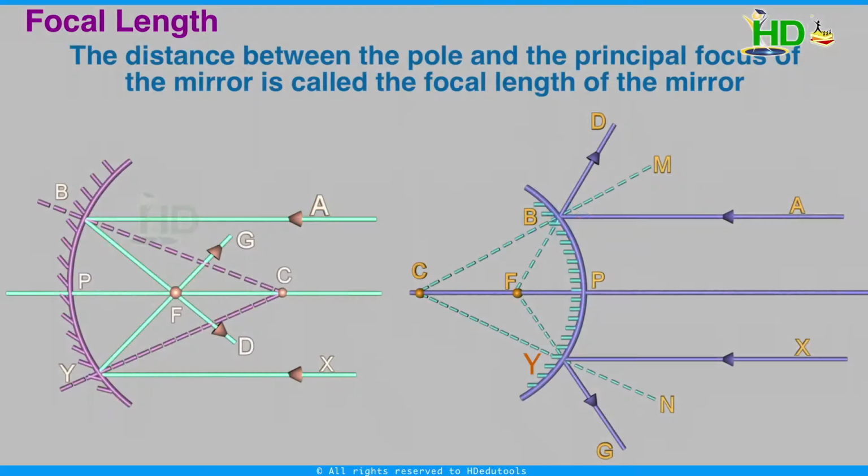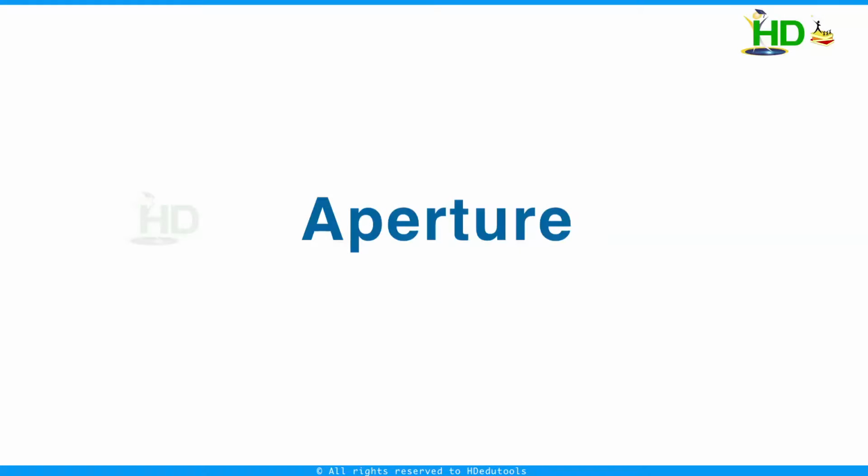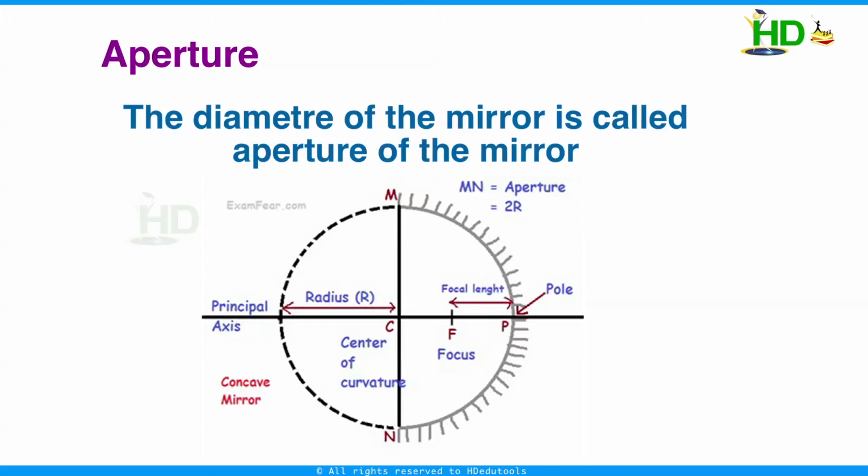Focal length. It is the distance between the pole and the principal focus. The distance between these 2 points is known as the focal length, and focal length is denoted by F. Aperture. The diameter of the mirror is called the aperture of the mirror.